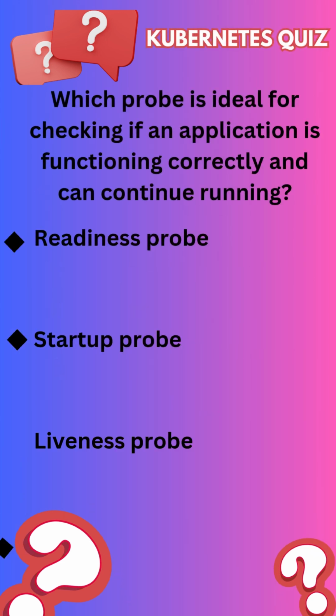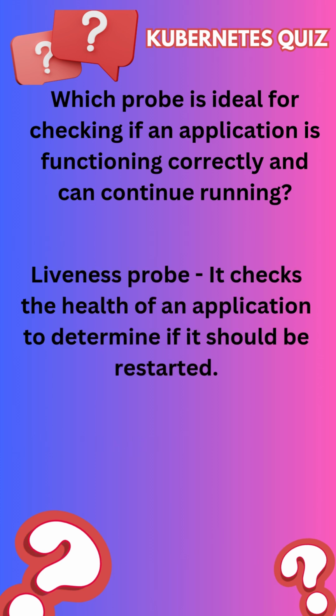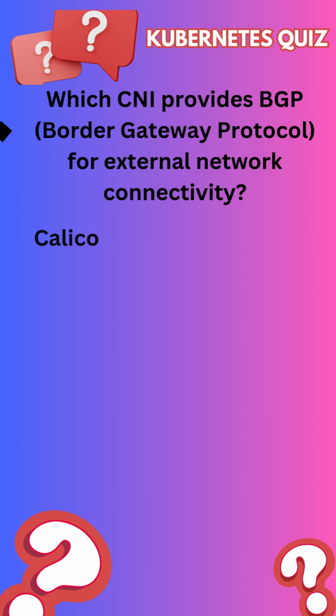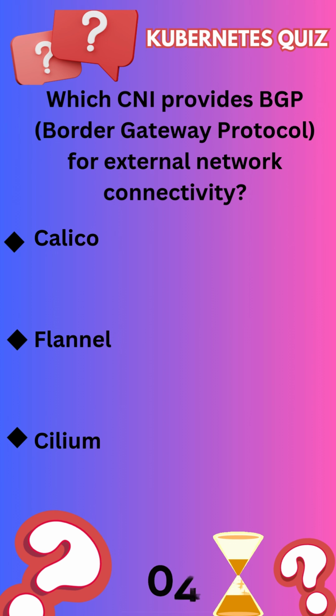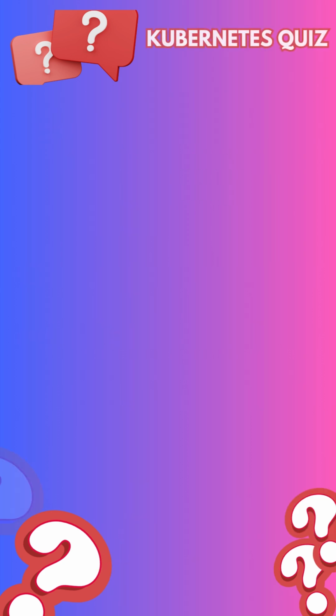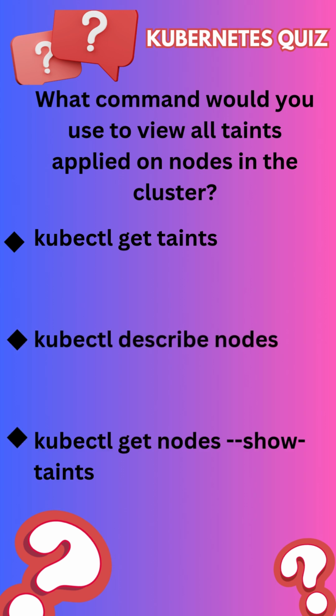Which probe is ideal for checking if an application is functioning correctly and can continue running? Which CNI provides BGP, Border Gateway Protocol, for external network connectivity? What command would you use to view all taints applied on nodes in the cluster?